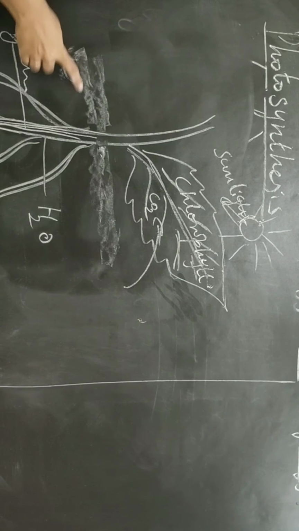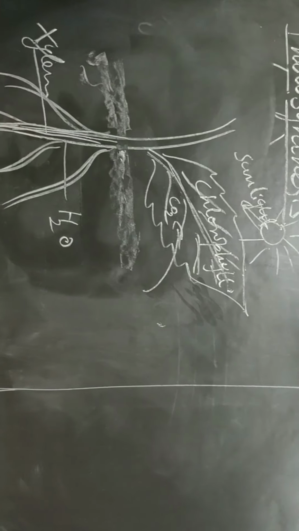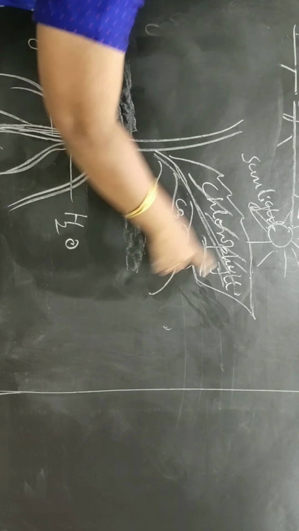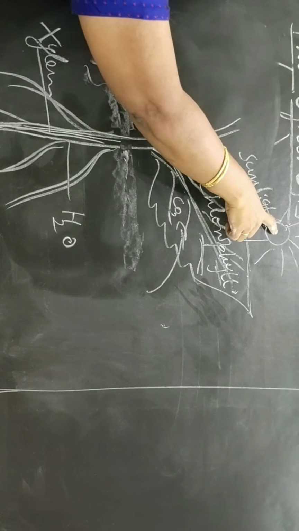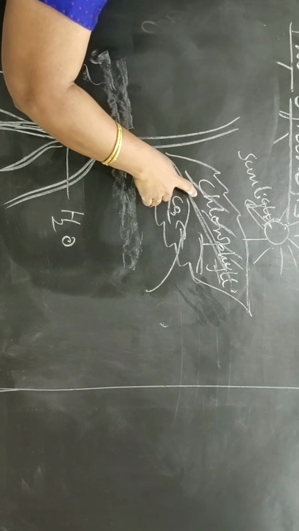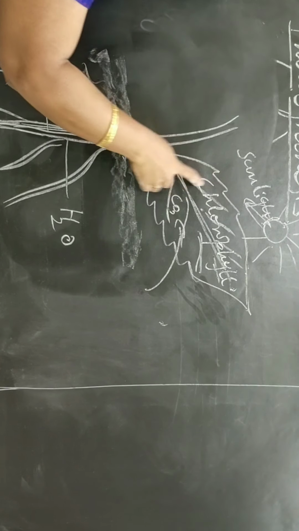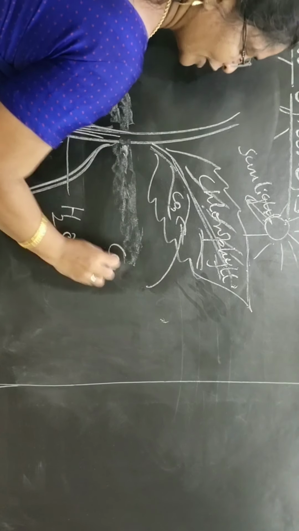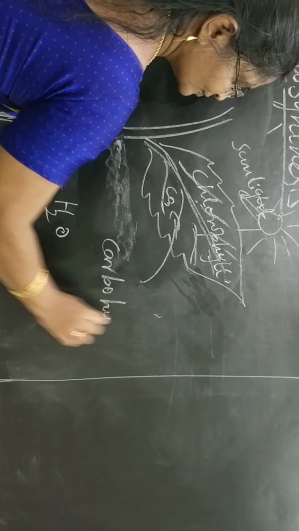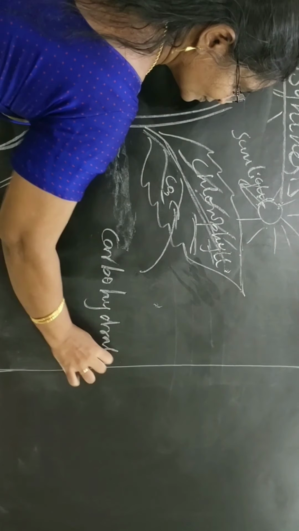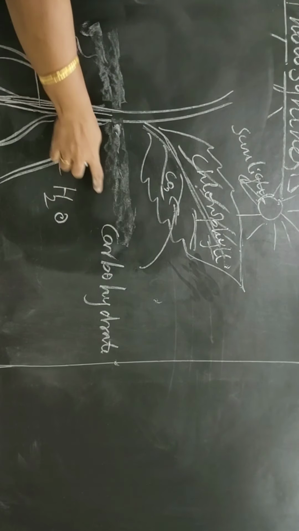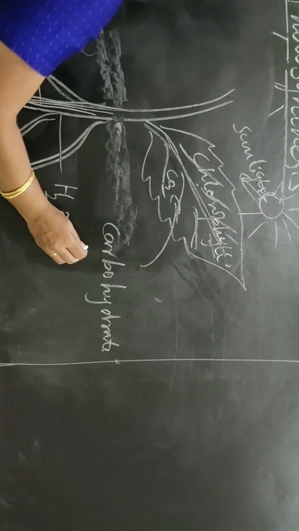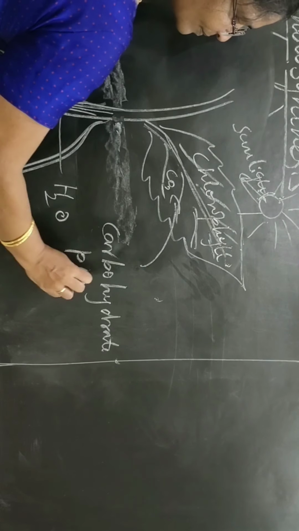The green plants take water from the soil and carbon dioxide from the atmosphere, then light from the sunlight. Then in the presence of chlorophyll, they prepare their own food. That food we can say is carbohydrate. That carbohydrate is now converted into starch and stored in the plant.